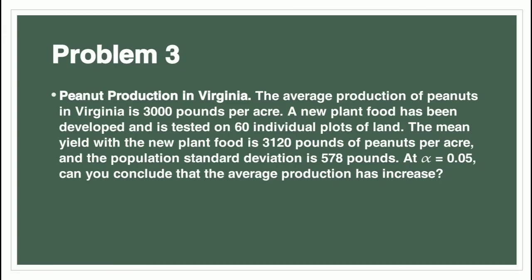We are now in the third problem. Peanut production in Virginia. The average production of peanuts in Virginia is 3,000 pounds per acre. A new plant food has been developed and is tested on 60 individual plots of land. The mean yield with the new plant food is 3,120 pounds of peanuts per acre, and the population standard deviation is 578 pounds. At alpha equal to 0.05, can you conclude that the average production has increased?